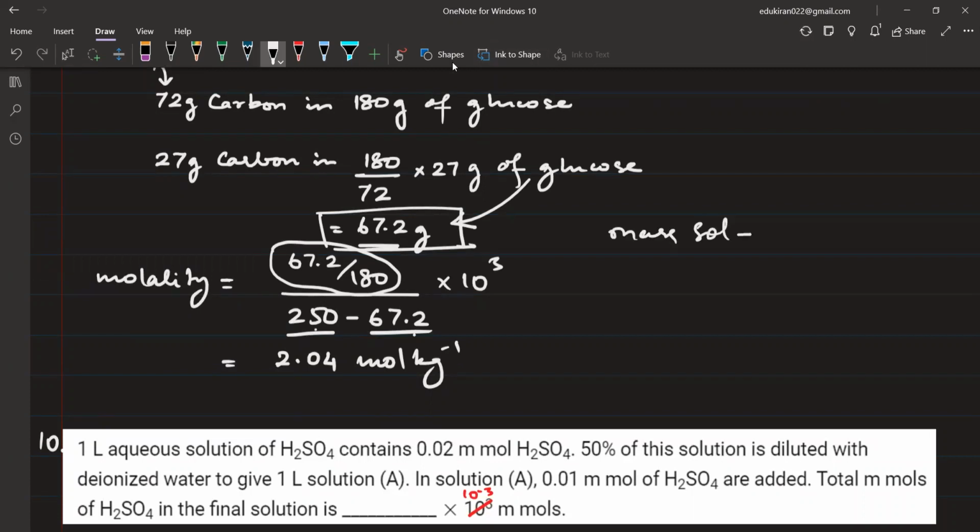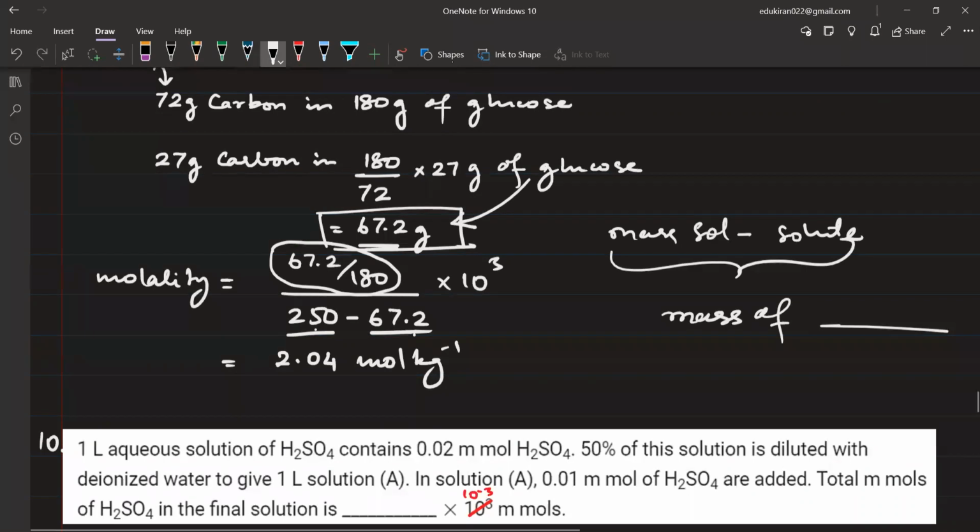Mass of solution minus mass of solute will give me what? Oh, वो इतनी देर से बता रहे हैं. Solvent. हाँ, very good. It is going to give you mass of solvent. ठीक है, mass of solvent. And if you calculate this, this is going to be 2.04 moles per kg.